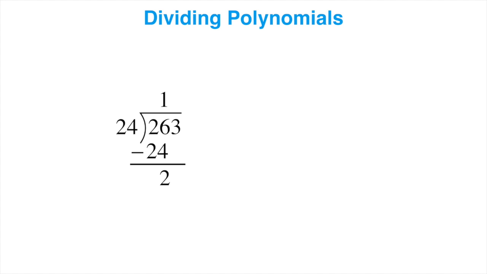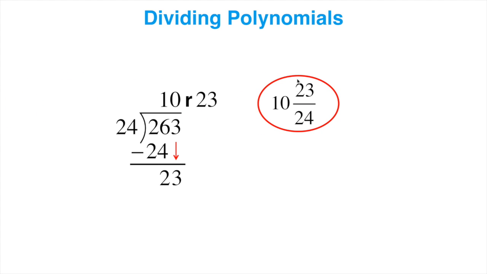Once we get to that point, then we're going to bring down our 3. So we bring down our 3. How many times does 24 go into 23? 0 times. Then that means we're going to have a remainder of 23. Now if you remember back to when you first learned about remainders, you actually write your answer as a fraction. So the answer would be 10 with 23 over 24. So it's this remainder divided by whatever this first initial number was, this 24, okay?